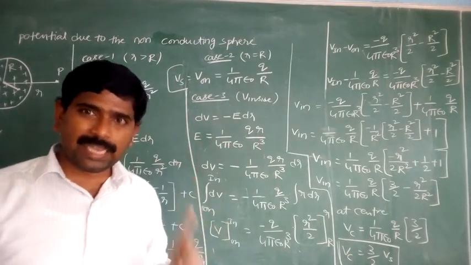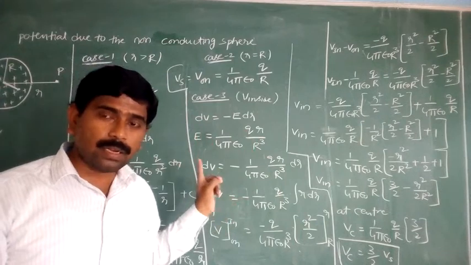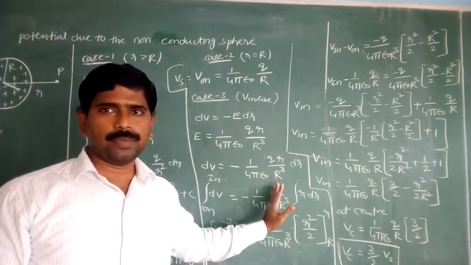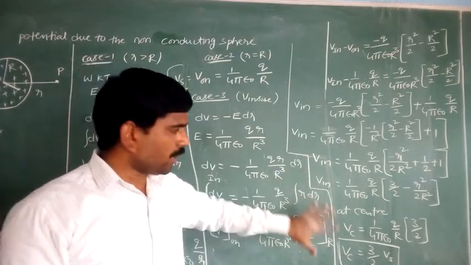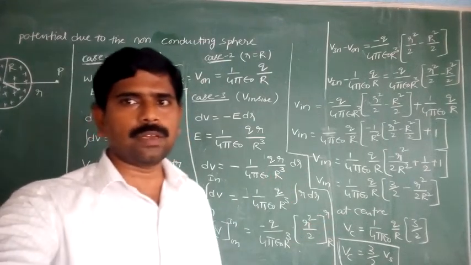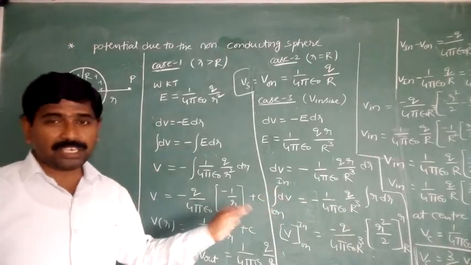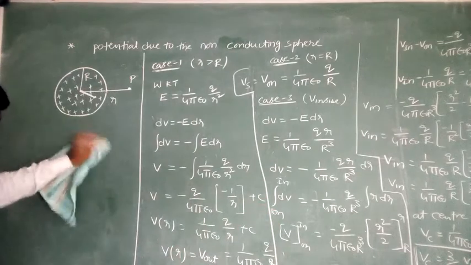The previous one was the shell. Right now this is the non-conducting sphere. What is the difference? Try to observe that one. Next, here we are drawing the graph also. If you draw the graph for these potential and distances, what is the shape of the graph?